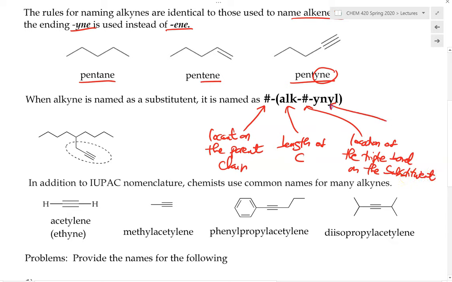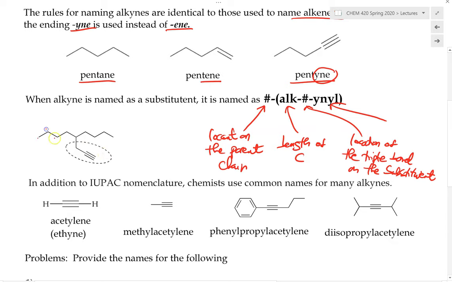And lastly, it has the ending "enol." So that's how we know that the alkyne is the substituent. For an example, if we were to have this substituent right here, and let's say we have to name this as a substituent, this would then be named as follows.